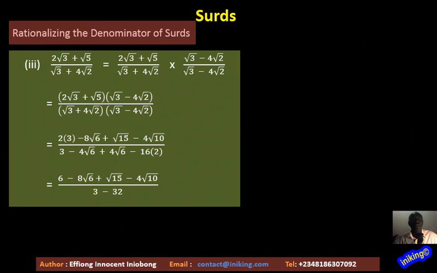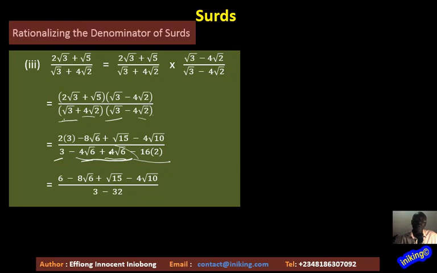That's it there. You can see that if you're going to go through the whole length, you have root 3 times root 3 giving you 3. Root 3 times 4 root 2 giving you 4 root 6. 4 root 2 times root 3, positive there, gives you again 4 root 6, and then multiplying these two gives you the same thing we got before, minus 16 root 2. Look at this, this becomes 0, and then we finally arrive at 3 minus 32.